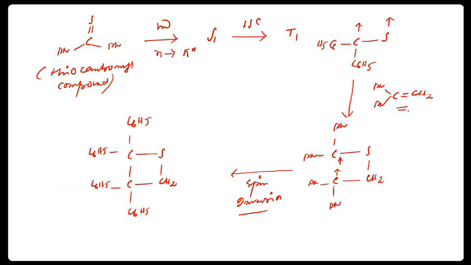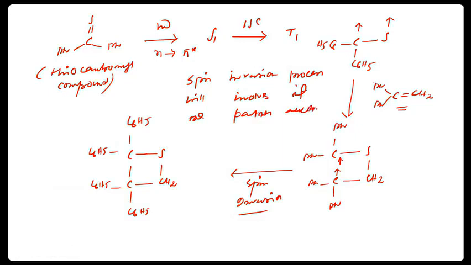So spin inversion is a process that is associated with the electron-rich alkene, because it is the electron-rich alkene which helps the carbonyl to come into the triplet state. Once it comes into the triplet state, it will have the same spin. So the spin inversion process will be involved if the partner alkene is electron rich.